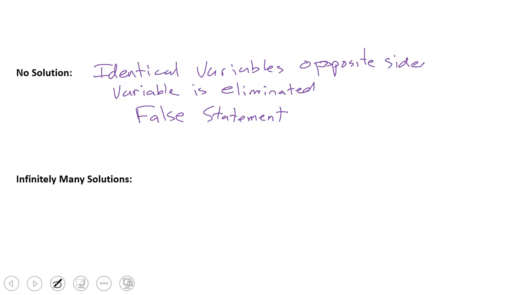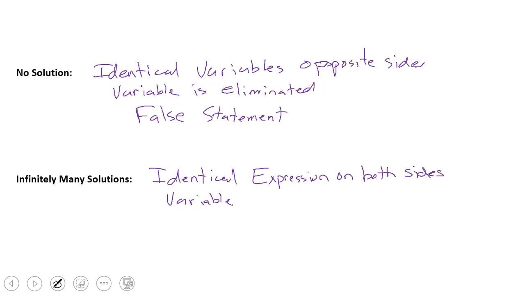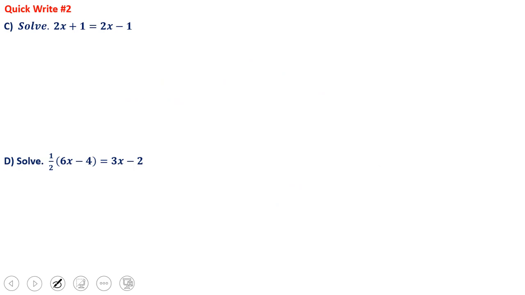Right? If we have infinitely many solutions, we have identical expressions on both sides of the equation. Again, the variable will be eliminated. But for infinitely many solutions, you end up with a true statement. Nice. Now get all that written down and then go copy down your quick writes and be done for the night. Our 2 quick writes, write them down.